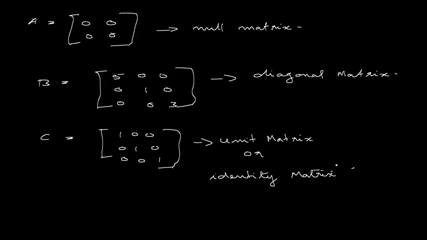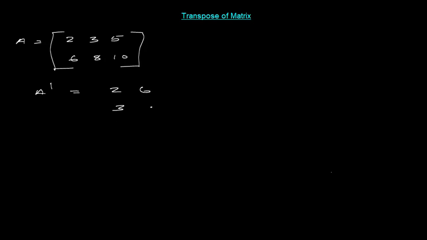Now let us learn about some operations on matrix. The first one is transpose of matrix. Consider this matrix. A is equal to 2, 3, 5, 6, 8, and 10. We use a symbol A dash to represent transpose. Therefore, A transpose is equal to 2, 6, 3, 8, 5, 10.